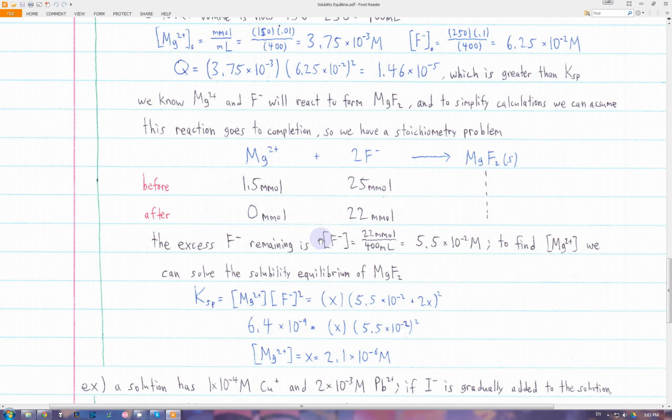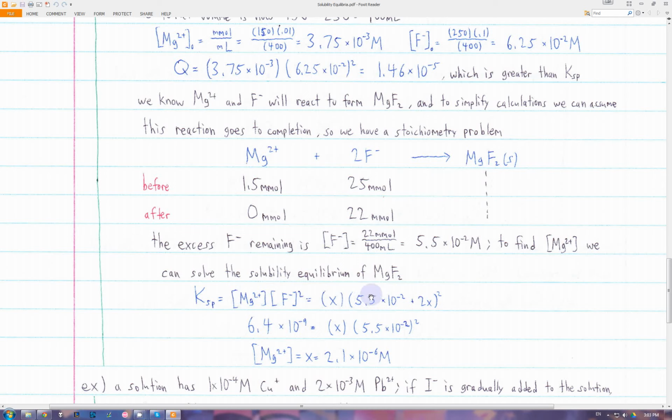So first thing, we convert the excess fluorine into the concentration. So we have 22 millimoles left over the total volume to find the concentration. And then to find the magnesium concentration, we do the equilibrium problem with the dissolving of magnesium fluoride. So we write the KSP expression, and if you do the ICE chart, magnesium will be plus X, and fluorine will be its initial concentration plus 2X, because it's in a 1 to 2 ratio.